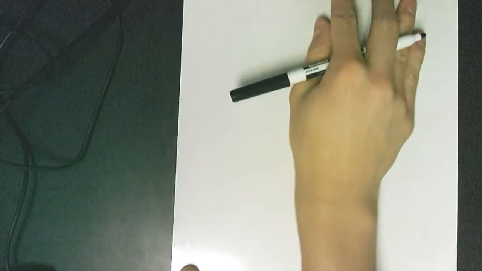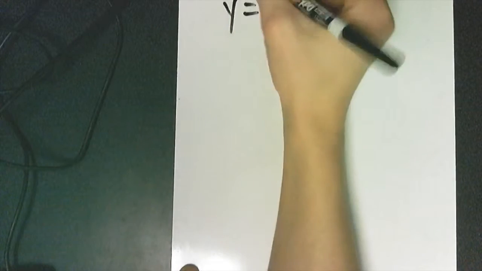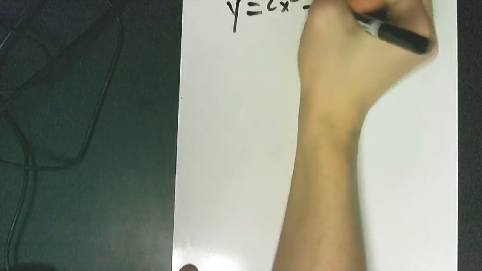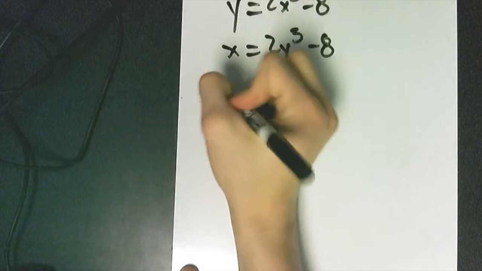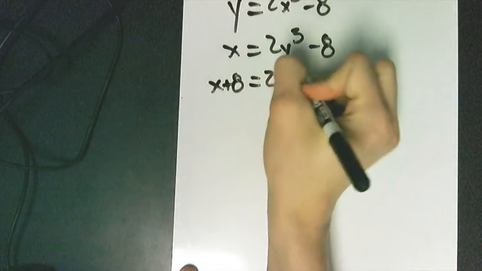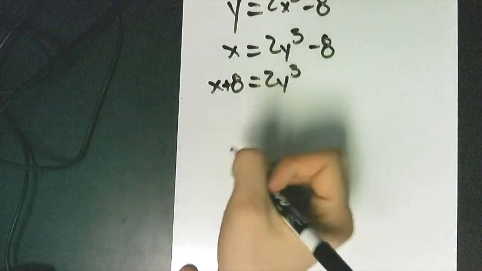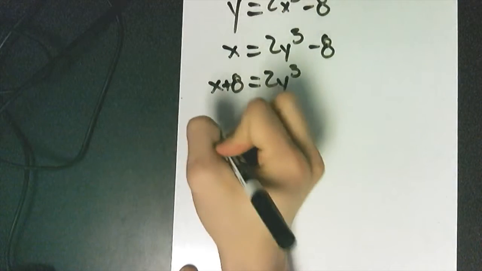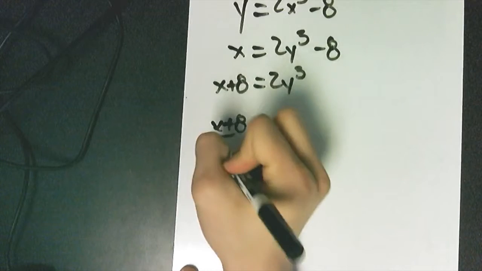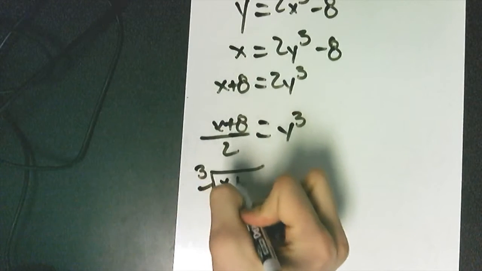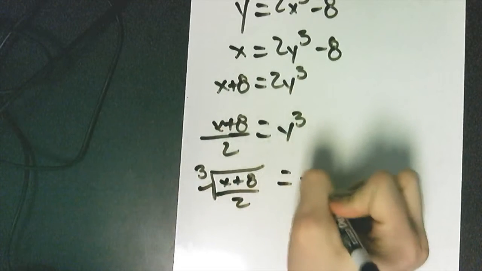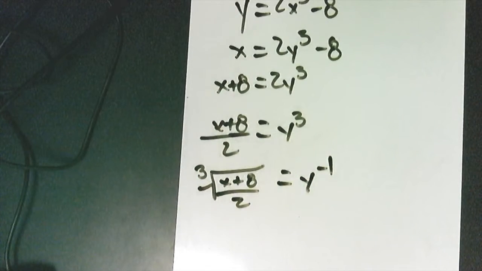The third and final equation that I will be showing you how to do is an exponential equation. First, you're going to want to switch the x and y values just like we did on the first two. Now you're going to want to add 8. Then you're going to want to divide by 2 on both sides of the equation. And now take the cubed root of both sides of the equation to get y by itself, and put a -1 to indicate that it is inverse.